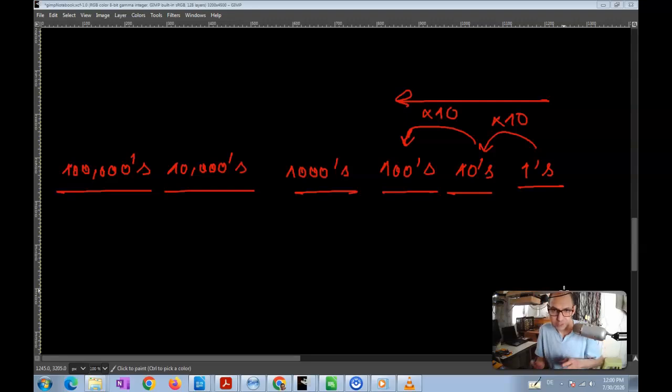So now that we know about the place value and about how to write our numbers down, we can use this information in order to do addition, subtraction, multiplication, and division on these numbers.